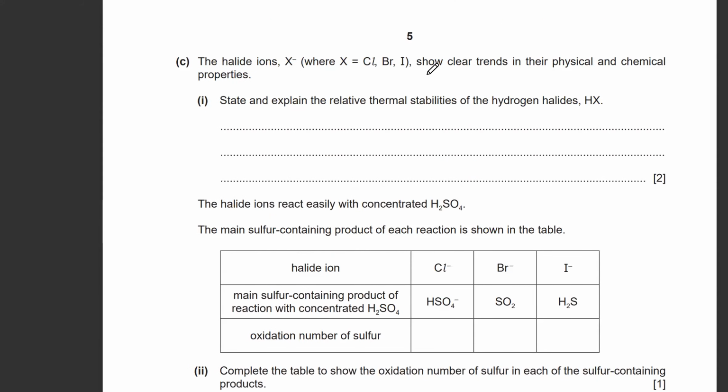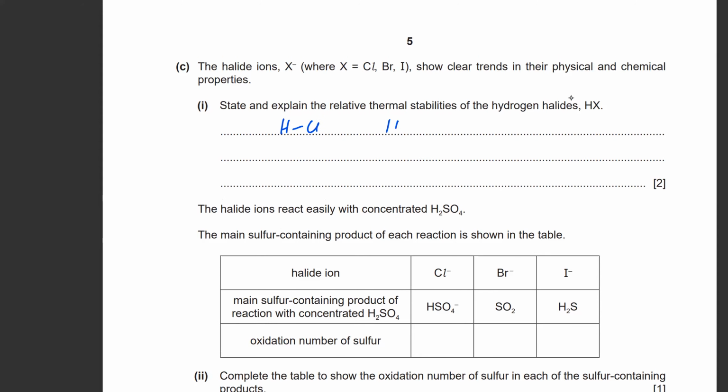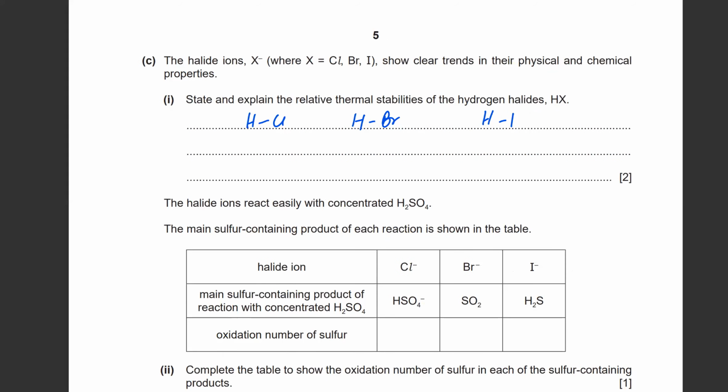So what's the next one? Thermal stabilities of the hydrogen halides. So he's talking about HCl, HBr. This is about inorganic and chemical bonding. Which bond do you think is the strongest and why is it the strongest? Do smaller atoms make stronger bonds or do bigger atoms make stronger bonds?